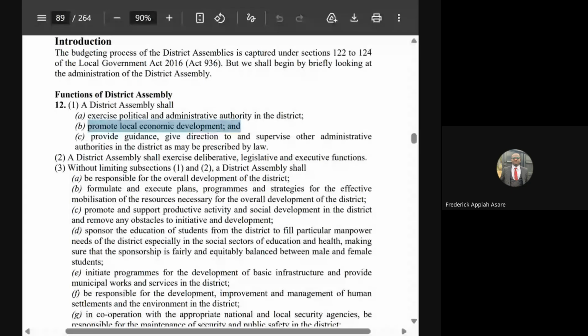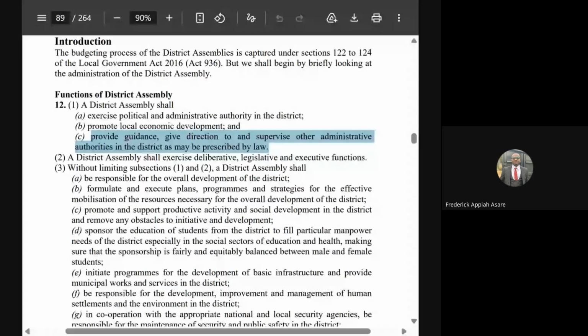They also provide guidance. They give direction to and supervise other administrative authorities in the district as may be prescribed by law. So they also guide people, give direction, and supervise other administrative authorities. So maybe education service in the districts. The DCE plays a key role when it comes to that. So they also give instructions to them so that they should do this school like this. They should supply the school with lights and those stuffs.